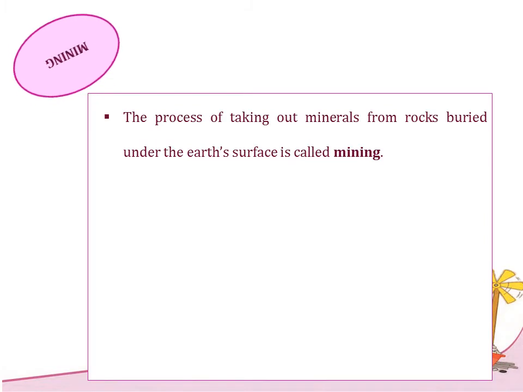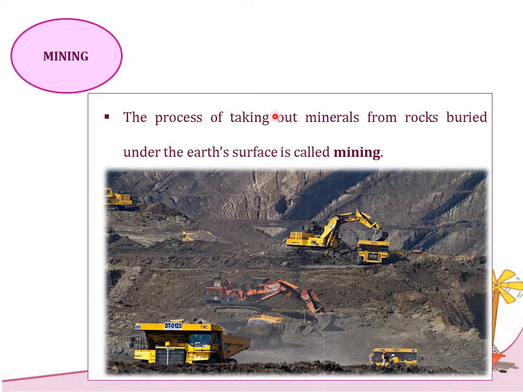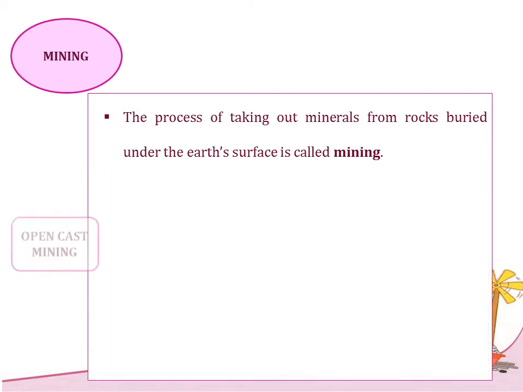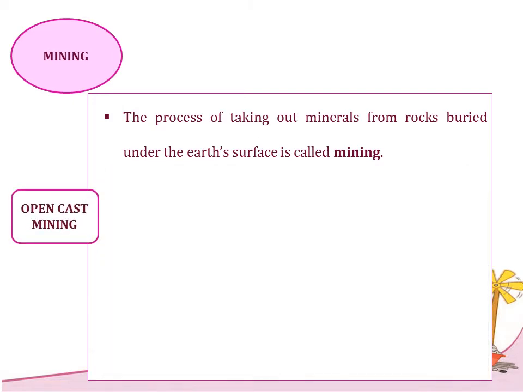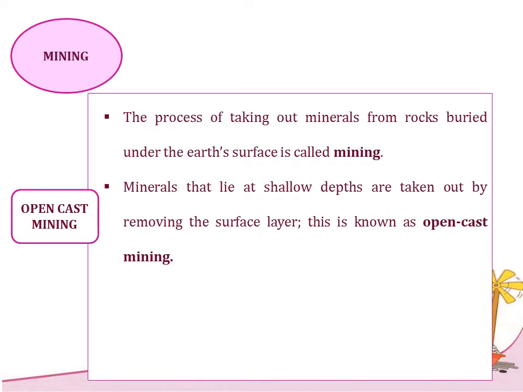Now let's discuss each of these processes briefly. So first let's study about mining. The process of taking out or extracting minerals from the rocks buried under the earth's surface is called mining. And mining is of two types, open cast mining and shaft mining. First let's see what is open cast mining. The minerals that lie at shallow depths, shallow means not too deep, just a little depth, are taken out by removing the surface layer, and this type of mining is known as open cast mining.